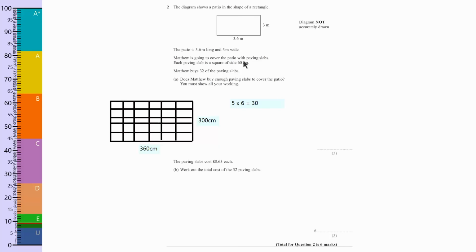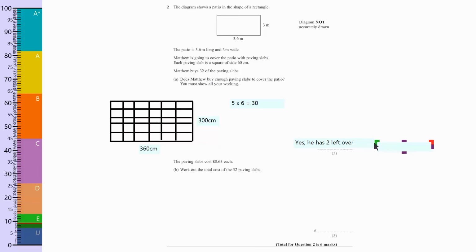So if he has 32 paving slabs, and we've got 30 there, and it says, does he buy enough? Then the answer could be, yes, he has 2 left over. Let's just extend this a bit. He has 2 left over.